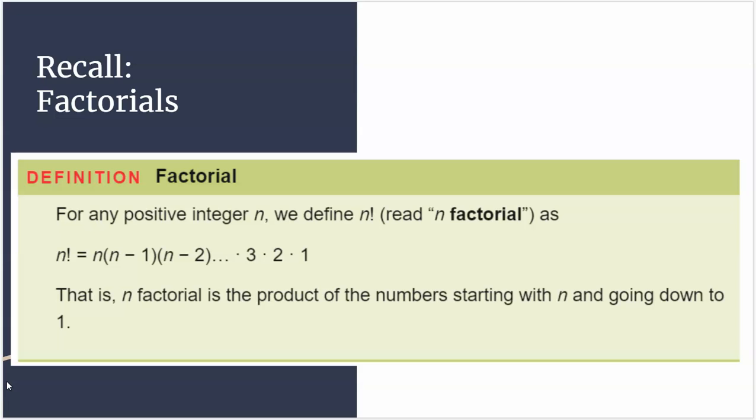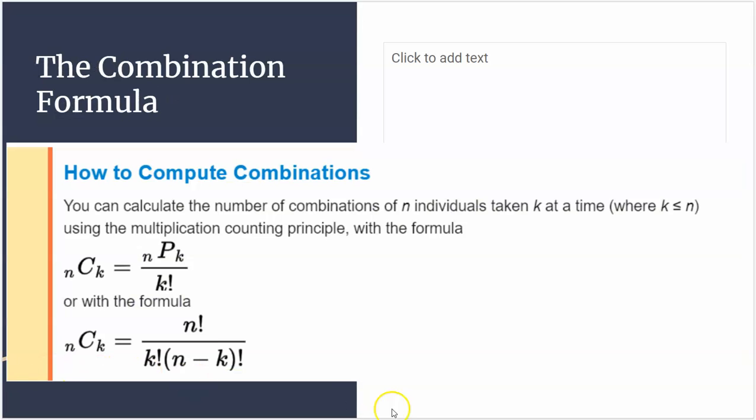Here's the combination formula. Essentially, we're just taking the permutation with the same numbers but dividing it by k at a time, a k factorial. In other words, if you want to rewrite it without the P part, the final formula is the one right in there that you see circled in purple.